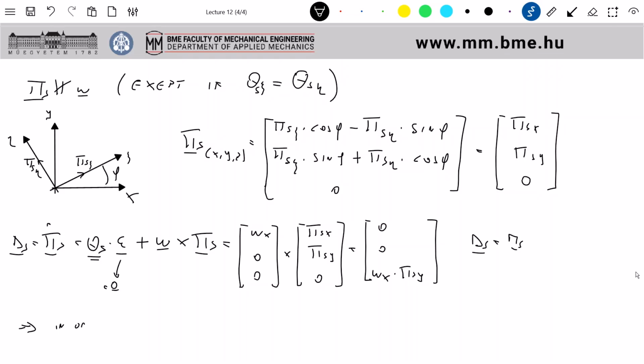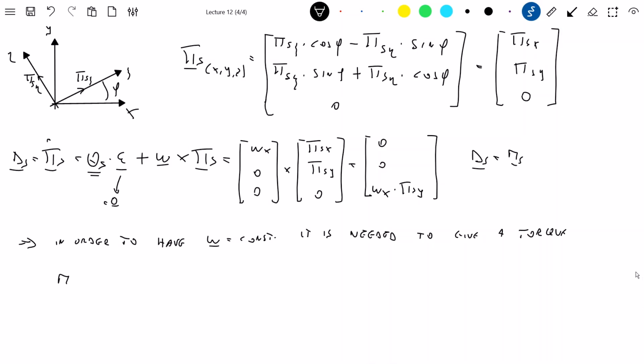So in order to have omega constant, it is needed to give a torque in the z direction. The torque, which is ms, 0 0 omega x times pi sy, okay?